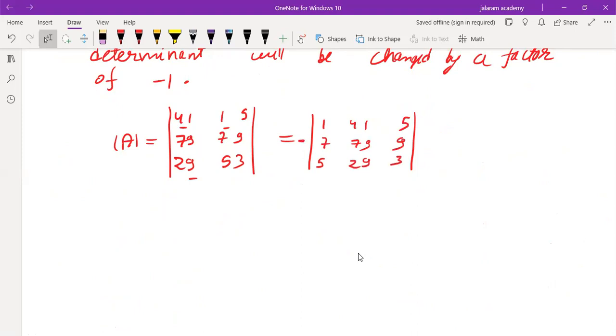The reason is very clear: if we open it through the first row, it is plus, minus, plus. But when we expand it through the second column, we know that it starts with minus, plus, minus. So when we interchange them, this minus, plus, minus goes to the first column, while plus, minus, plus goes to the second column. So to make them the same sign, we have to multiply by minus.